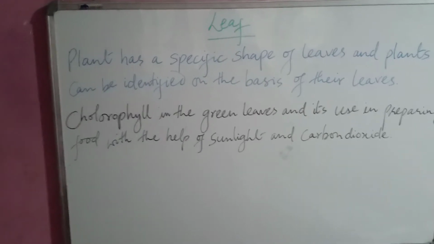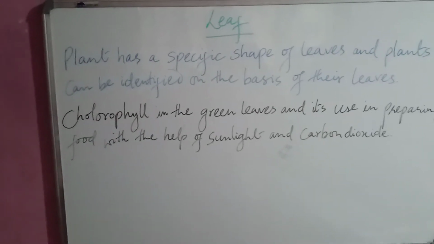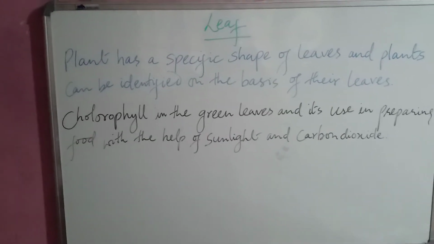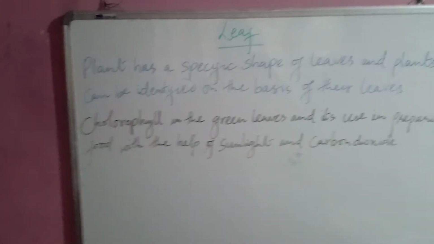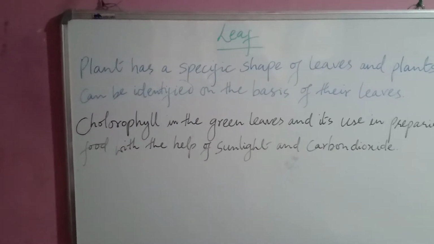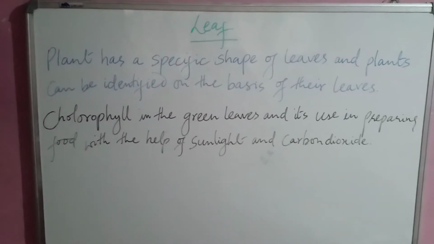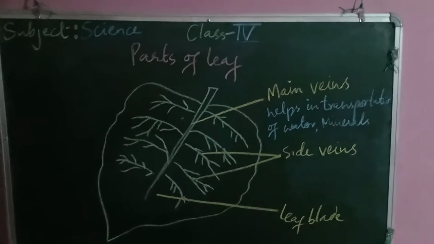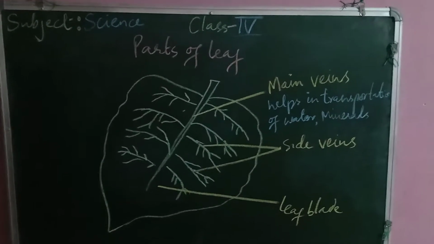There are pictures of 5 different tree leaves: neem, peepal, ashok, gulmohar, and eucalyptus. Then we have parts of leaves.